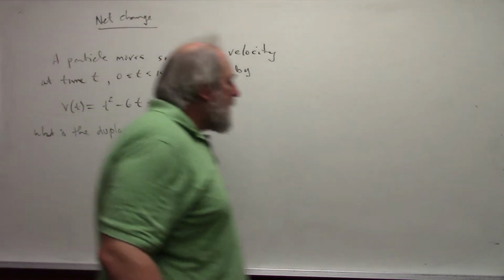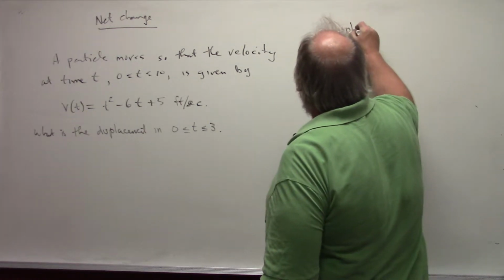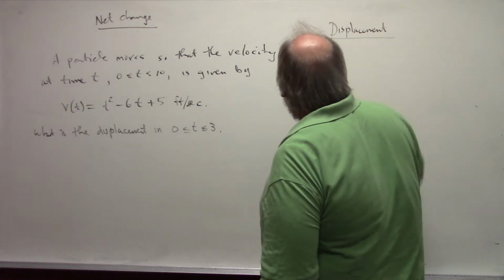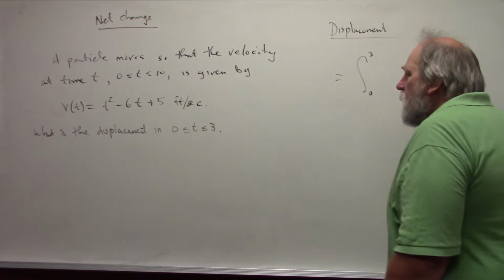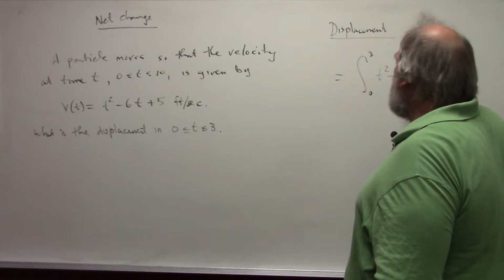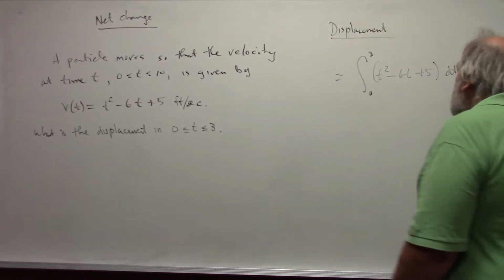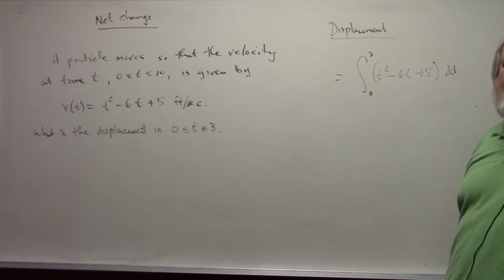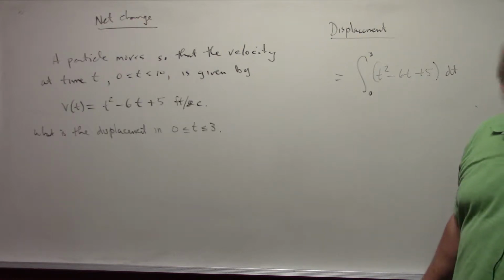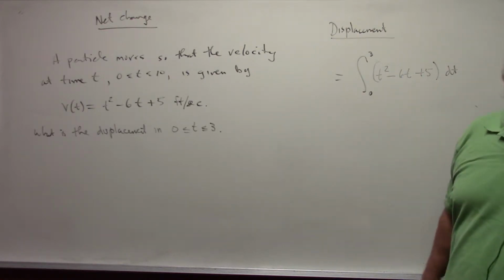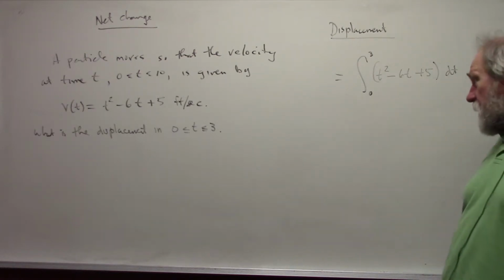Okay? So, in this case, the displacement is given by the integral from 0 to 3 of t squared minus 6t plus 5. Okay? The antiderivative of velocity is position, and so the net change is going to be the antiderivative with the limits from 0 to 3. What is the change in the position as we go from time 0 to time 3?